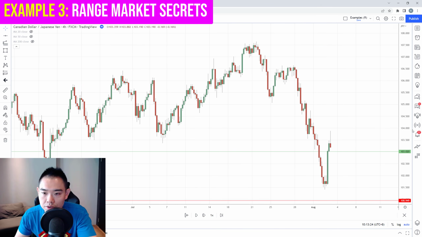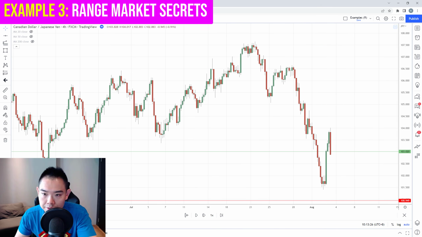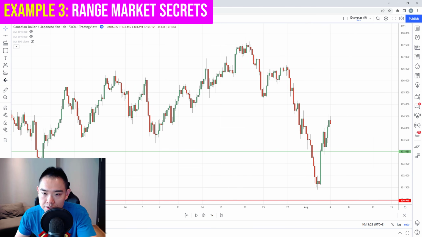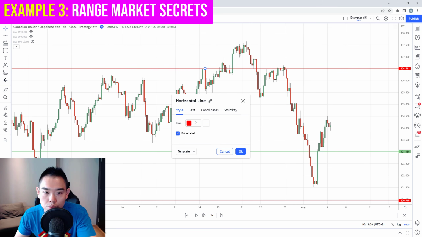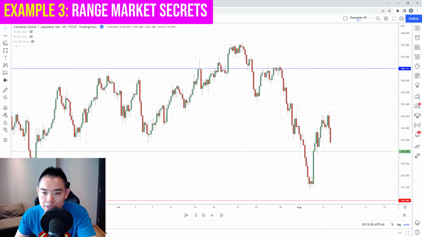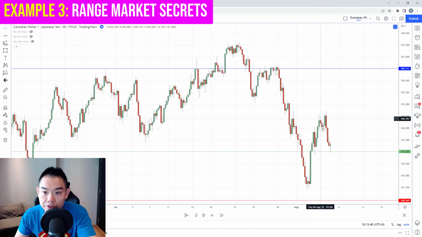As you can see, the market starts to head higher. I'll just play this a little bit faster. So let's say, for example, our first target, let's say we put it over here. This is our first target. I'll just change this to blue. Okay, let's see what happens. You can see that the market now starts to reverse back to our entry point.